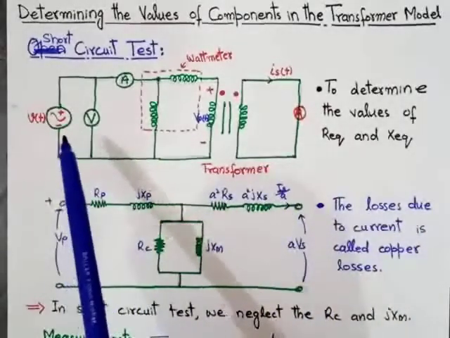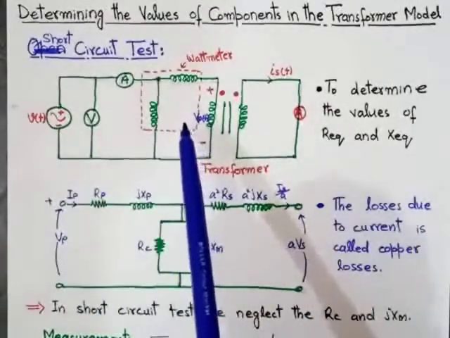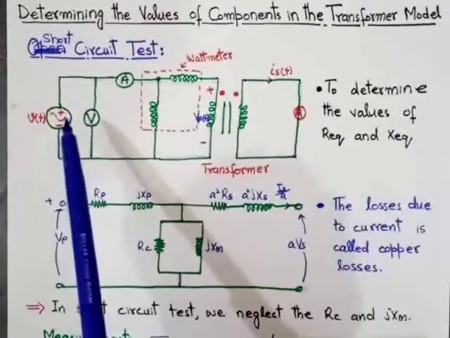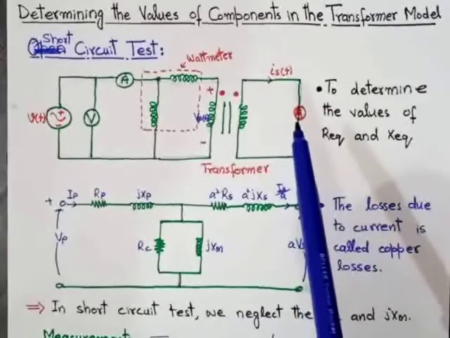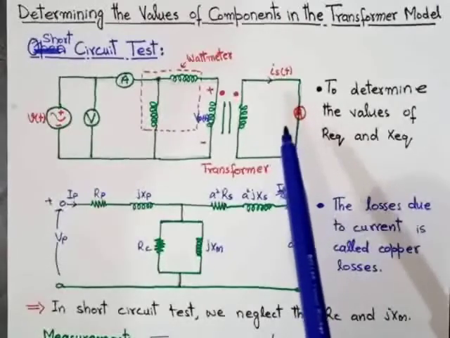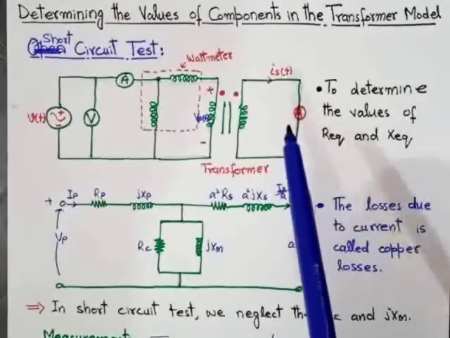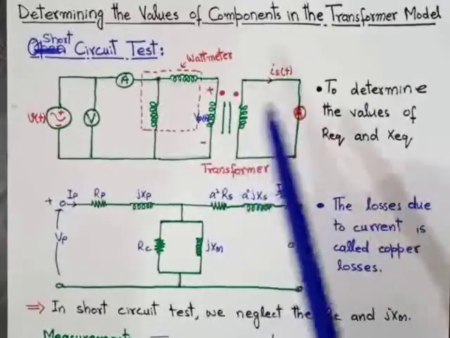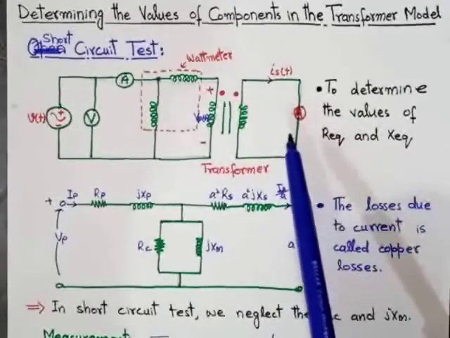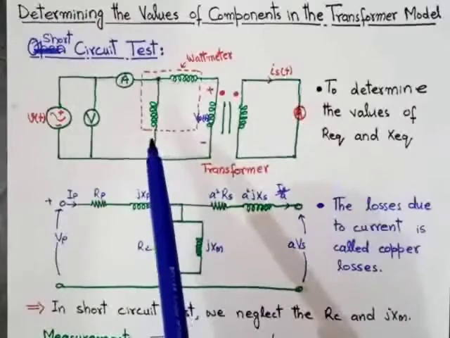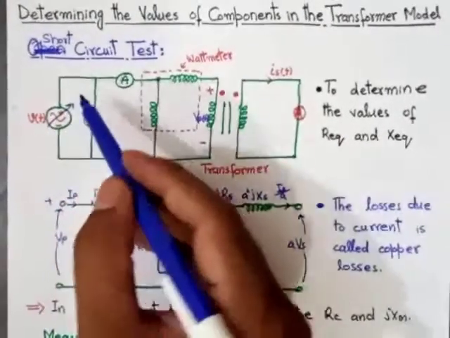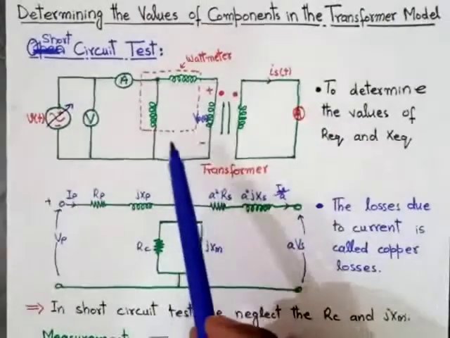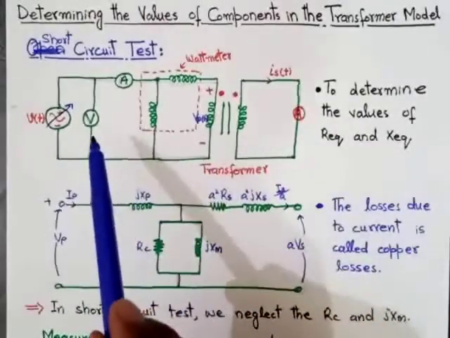If we apply the rated voltage across the primary side of the transformer, then the current will be maximum. When the current is maximum, the winding of the transformer can be damaged. So that's why in case of the short circuit test, we use a variable voltage source across the primary side of the transformer.